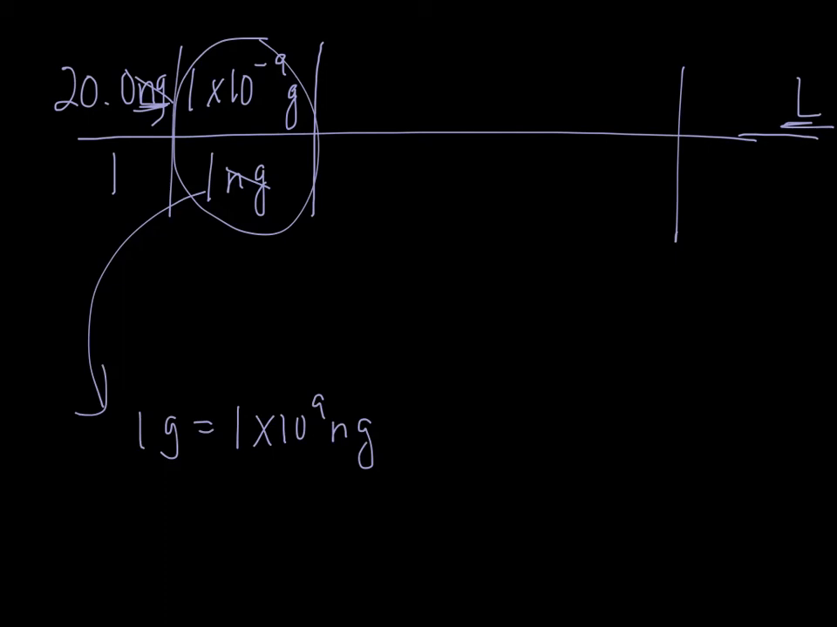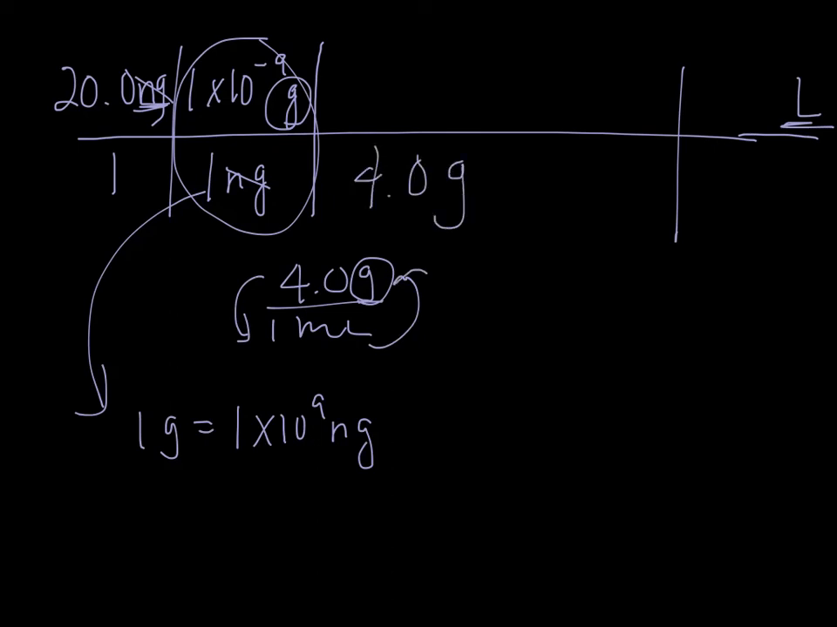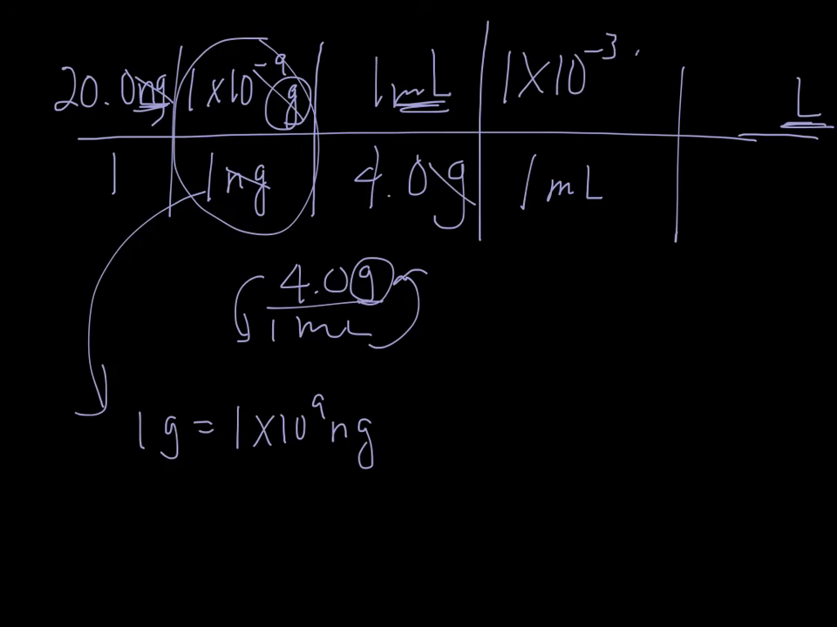So my density again is 4.0 grams per milliliter, but I can't have grams at the top and grams at the top to cancel out, so I have to flip this over. So 4.0 grams over 1 milliliter. So grams and grams cancel out. But I don't want my answer in milliliters. I want it in liters. So again, I have 1 milliliter. And then I'm going to put that 1 milliliter is equal to 1 times 10 to the negative third liters, right? Now all I have to do is multiply straight across.